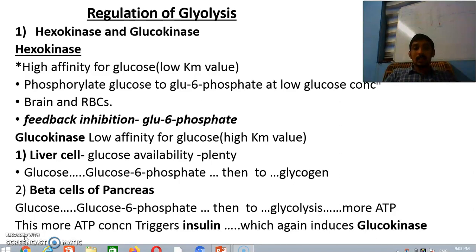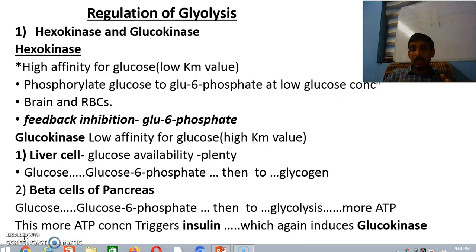Glucokinase converts that glucose to glucose 6-phosphate. Then that glucose 6-phosphate moves into the glycogen synthesis pathway that takes place within the liver cell. So in the liver cell, glucokinase is present. It shows low affinity because this process happens when the liver cell contains plenty of glucose. I told you that when the blood glucose level is high, the liver cell takes in all the excess glucose from the blood.